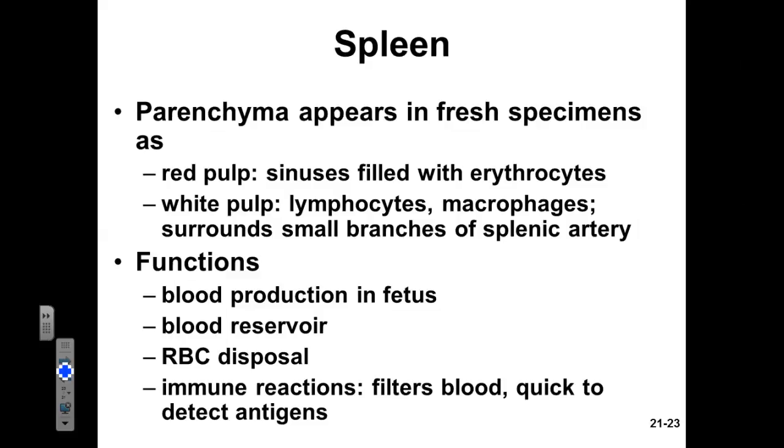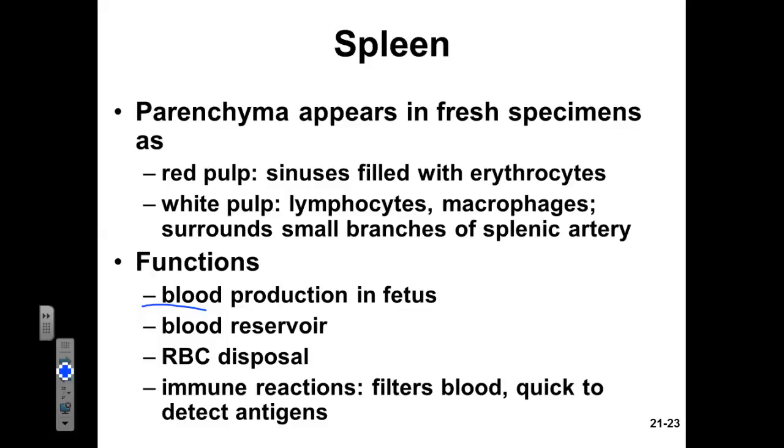Let's talk about our next secondary lymphatic organ, our spleen. Our spleen is a multifunctional organ. It's kind of a jack of all trades. Our spleen, if we look at it, has a ton of functions. It makes blood in the fetus. It's also going to be a backup system of blood. It's our blood reserve or blood reservoir.